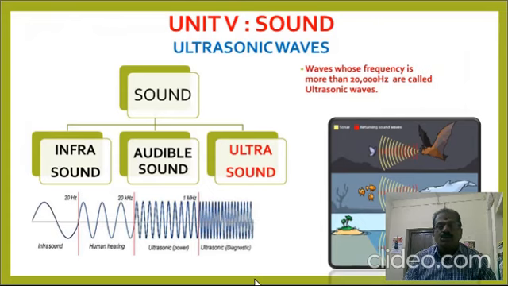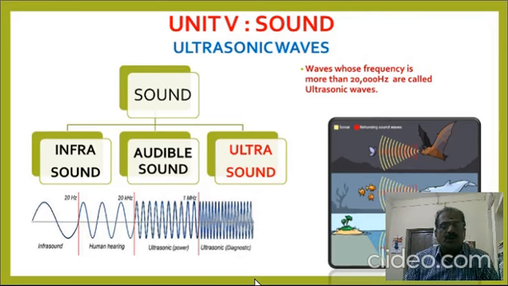Here we are going to see about ultrasonic waves. We know that sound is nothing but an energy which produces the sensation of hearing. That is the definition for sound. And sound can be divided into three types: infrasound, audible sound, and ultrasound. This division is made on the basis of frequency.